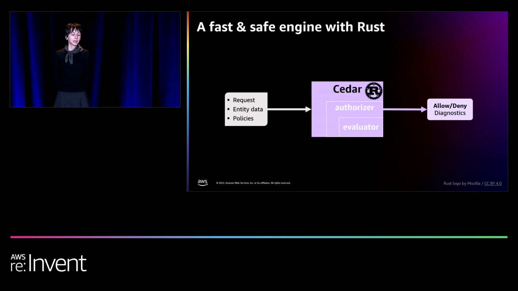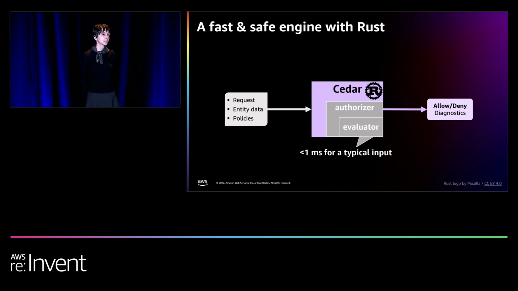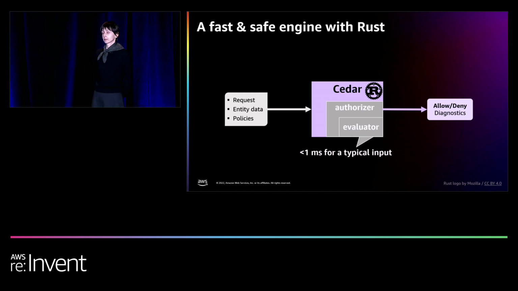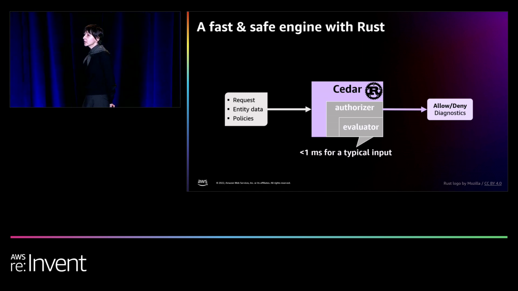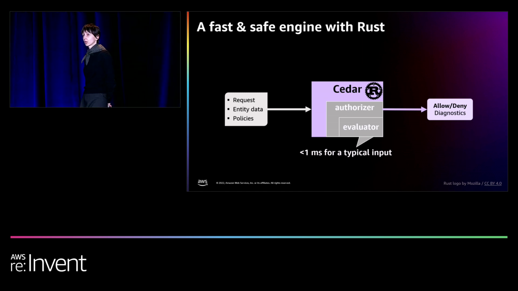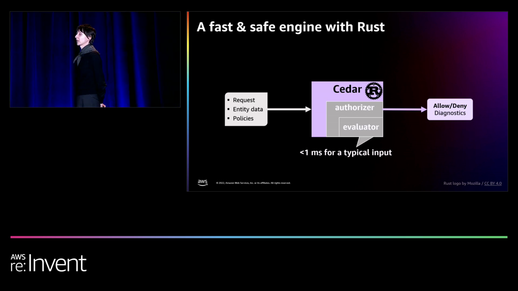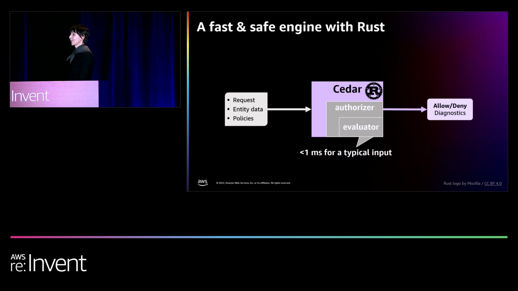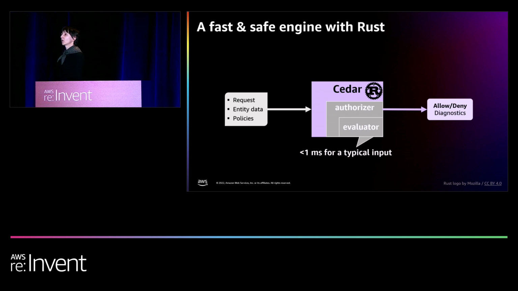To give you an idea, a typical authorization request involving hundreds of policies and thousands of entities takes less than a millisecond. Cedar is very memory efficient. The reason is that Rust doesn't have garbage collection or any kind of managed runtime. If your program compiles in Rust, it type checks, and the Rust compiler proves that it's free of memory safety errors. So by building in Rust, we get speed and memory safety.